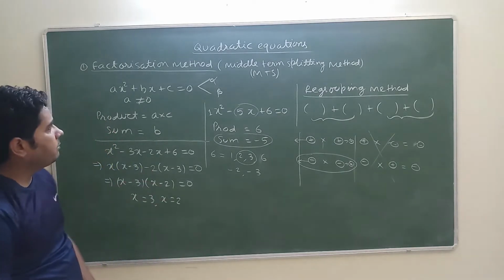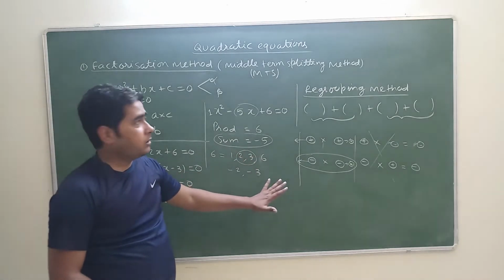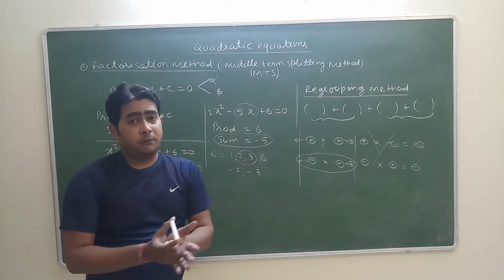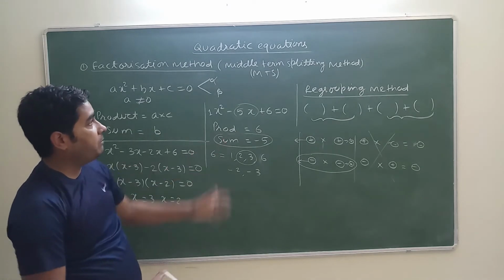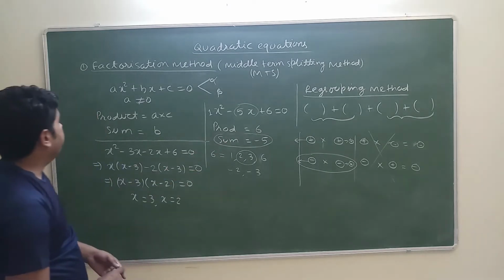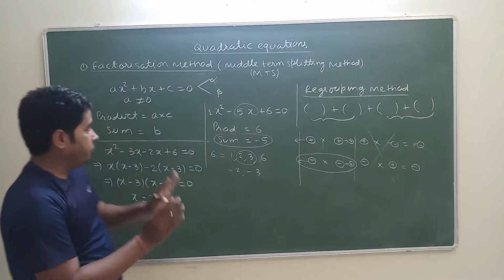So this was the middle term splitting method. Okay. I am not taking so many questions here because we will take many questions when we actually solve questions. In this, I have just explained the middle term splitting method. Now we need to see method number 2, which is the completing the square method, right? So you can copy this.